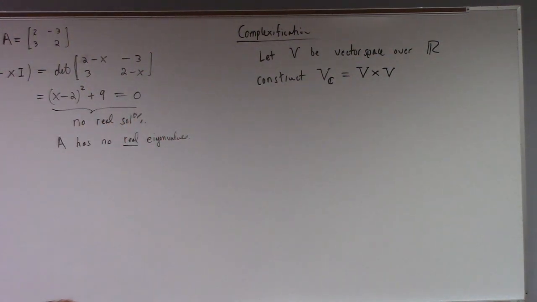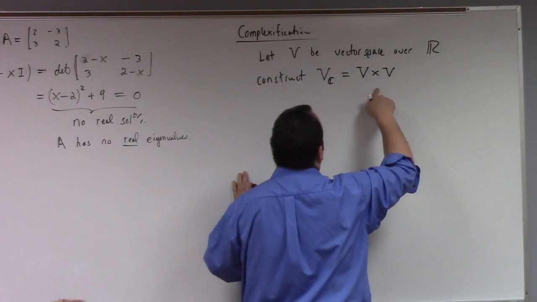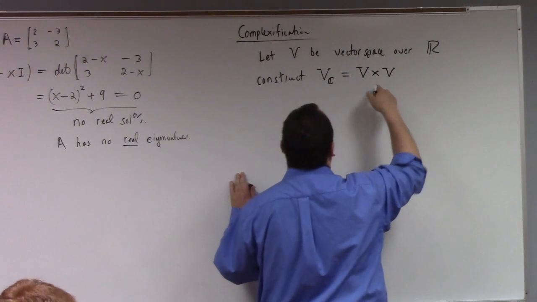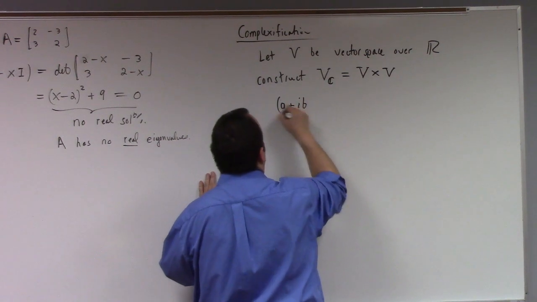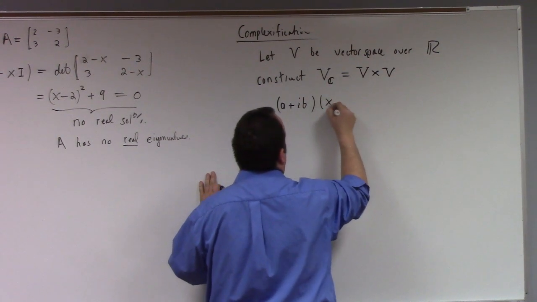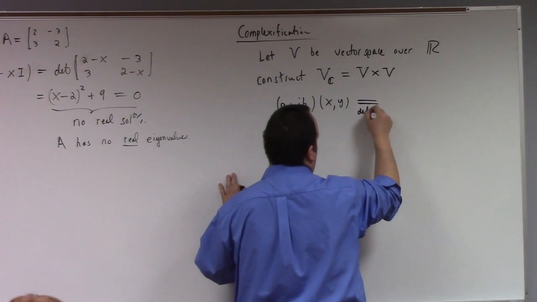with the addition of vectors as usual. How do you add vectors in the Cartesian product of V and V? You just add components, all right? We've done this before, but I'm going to make this an honest-to-goodness complex vector space as follows. We're going to say (a plus ib) times (x, y), and this is the definition.